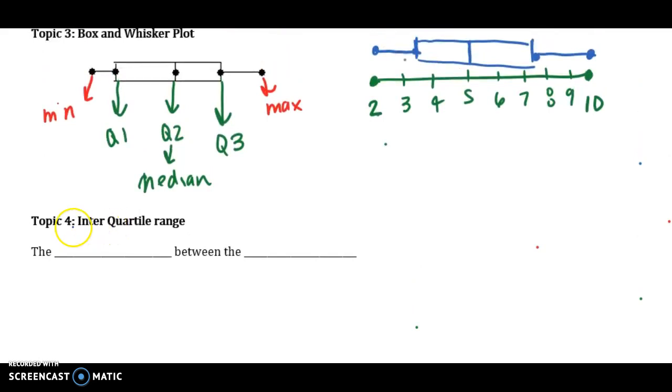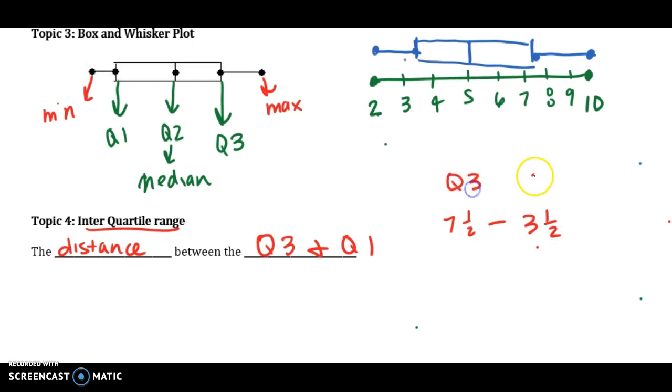So once you know your box and whisker plot or your quartile, either way, you can find your interquartile range, which is the distance between the quartile 3 and the quartile 1. So if we're looking at the above example here, the distance, or how far apart, are 7.5 and 3.5, our quartile 3 and our 1, 4.